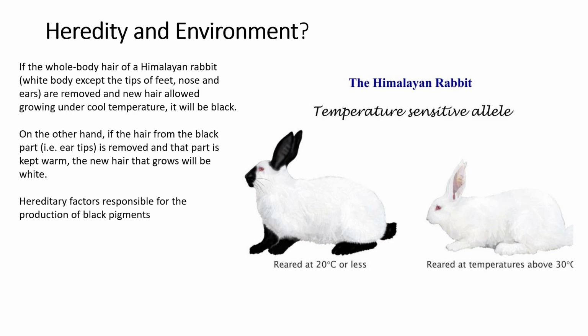On the other hand, if the hair from the black part is removed and that part is kept warm, the new hair that grows will be white. So if the hair is removed from this rabbit, and we rear this rabbit after removal of the hairs at more than 30 degrees centigrade, white hair will grow. So this is actually the effect of the environment. Hereditary factors are responsible for the production of black pigments, however. So this was all about the introduction of genetics.